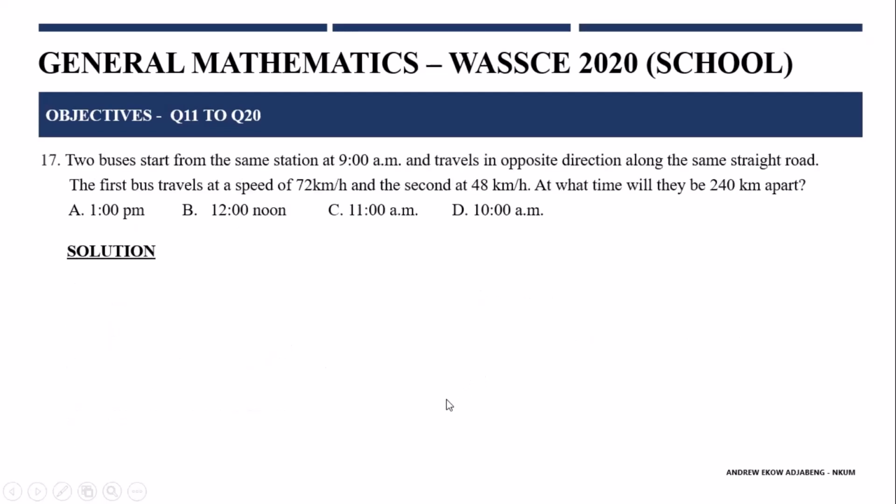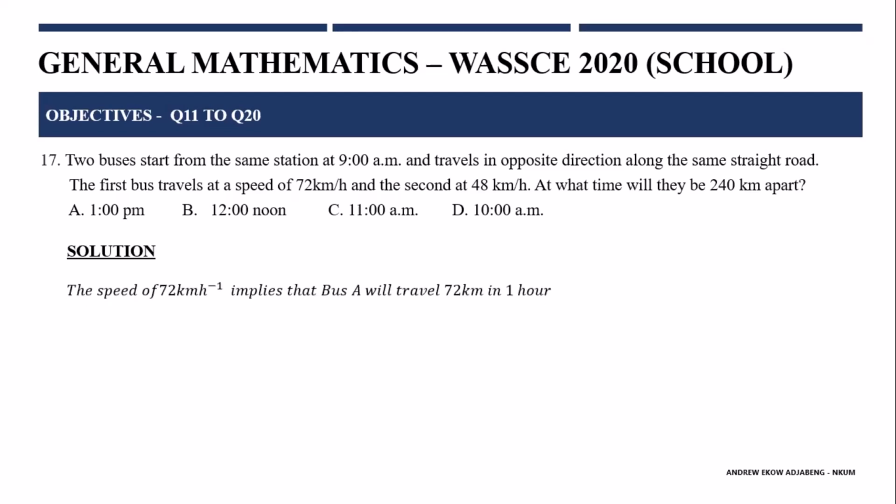Question 17. 2 buses start from the same station at 9 a.m. and travel in opposite directions along the same straight road. The first bus travels at a speed of 72 kilometers per hour, and the second at 48 kilometers per hour. At what time would they be 240 kilometers apart? These are our possible solutions in A, B, C, and D. What then is the right solution?